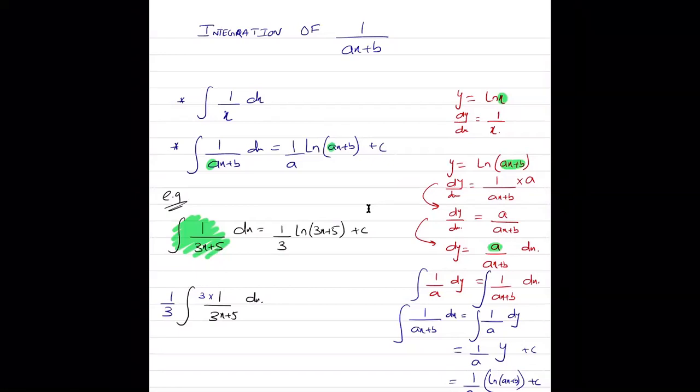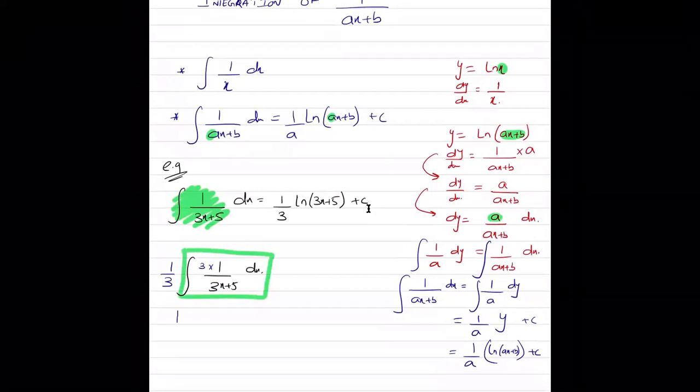Now remember this, whenever you have the differentiation of the denominator in the numerator and you are being asked to integrate such functions, the answer is always going to be ln of the denominator. So I just accounted for this 1 upon 3 here. I'm going to repeat this step again. So the question was the integration of 1 upon 3x plus 5.